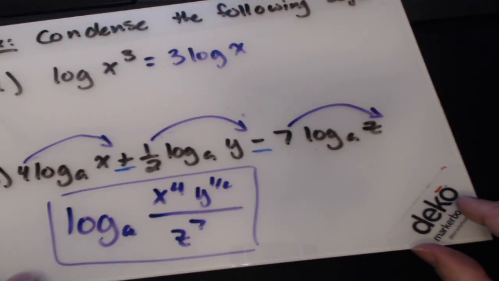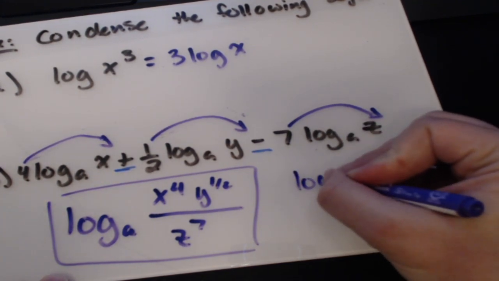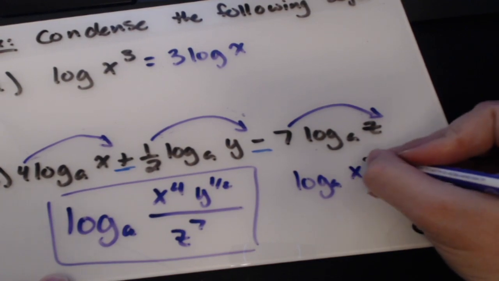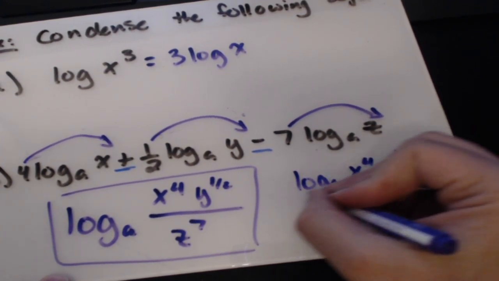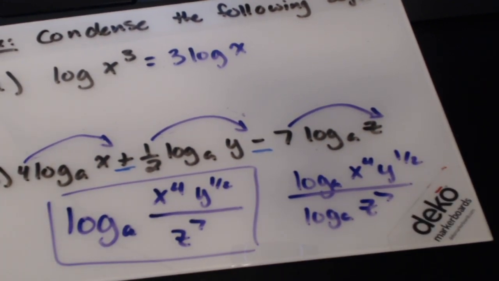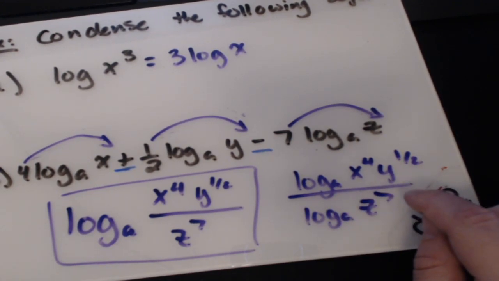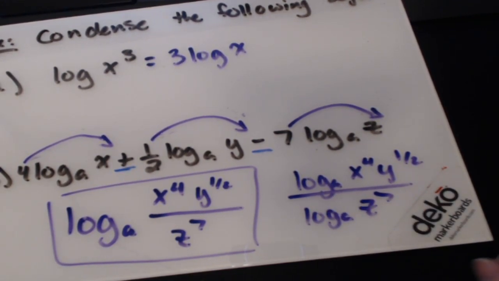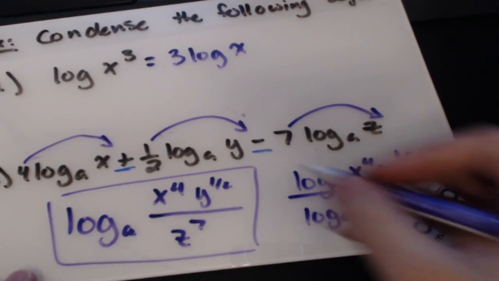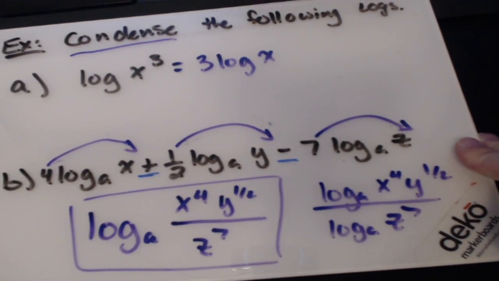I often see at least 1 or 2 people each year do this. Log base a of x to the 4th, y to the 1/2, over log a of z to the 7th. No. Or, my other personal favorite is to write log base a of x to the 4th, log base a of y to the 1/2, over log base a of z to the 7th. No. It says condense, which means move it to a single logarithm. All right, so please pay attention to the wording. Please, please, please.